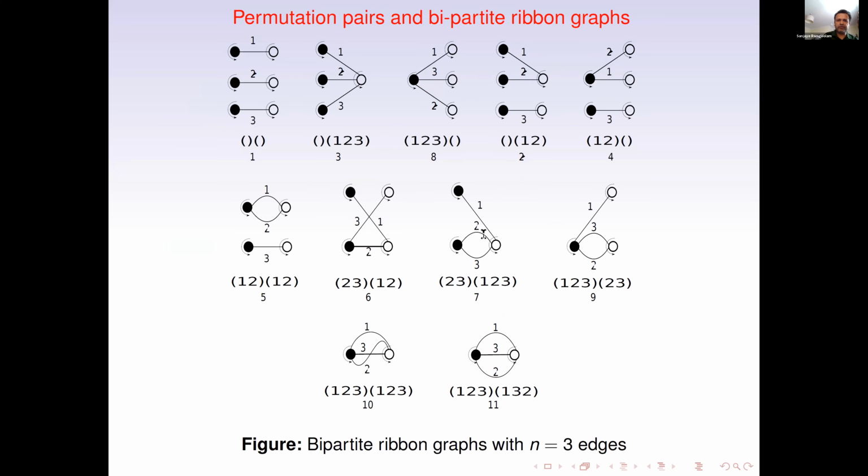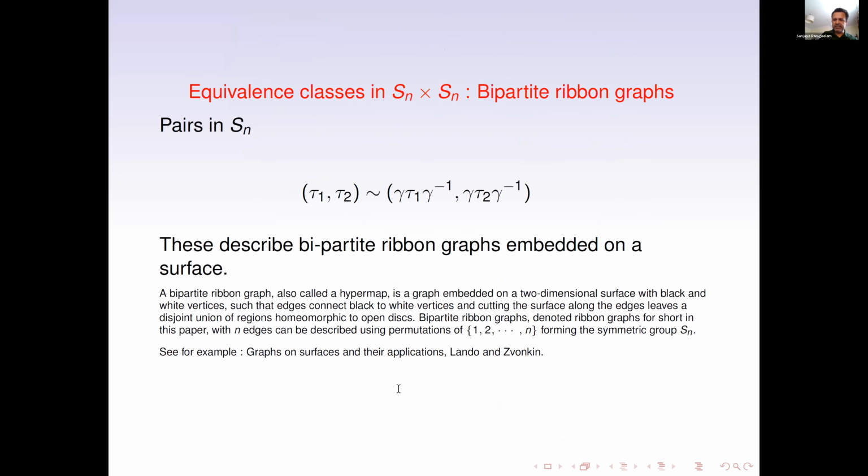These are ribbon graphs, graphs drawn on a surface with black and white nodes, and the permutation tau 1 describes, so basically you label all the edges by the numbers 1 up to n when you have n edges, and then going around the black vertices determines for you one permutation, going around the white vertices determines another permutation. So here you have identity for both. Here you have some cycle of length 3 for both.